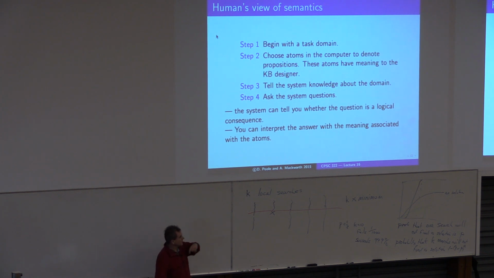But me as the user, I have meanings associated with atoms. And so that's going to be the trick we're going to use: I'm going to have meanings associated with atoms, I'm going to put them in the computer, and we're going to get answers, even though the computer doesn't necessarily know the meaning. On knowledge base, we're actually going to define it in a second. I just want to give a big picture.